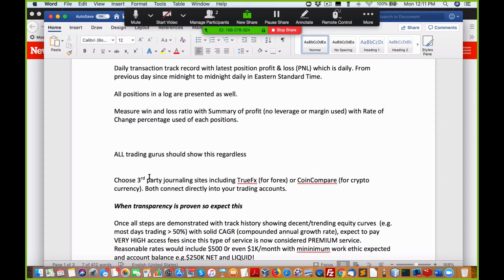But you've got to step it up beyond that as well. So any trading guru that is worth anything would be able to easily put up not just their daily time, their log, their journal, but even do it somewhat in real time. So if you're using Forex, you look at something like TrueFX or CoinCompare, because both those services will connect directly into your exchange account or your Forex broker account.